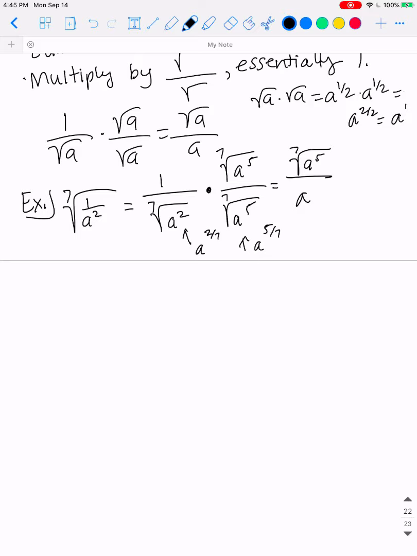This here is a to the 2/7, and this here is a to the 5/7. When we multiply those, we're adding the exponents, right? So 2/7 plus 5/7 is a to the 7/7, which is just a to the 1st.